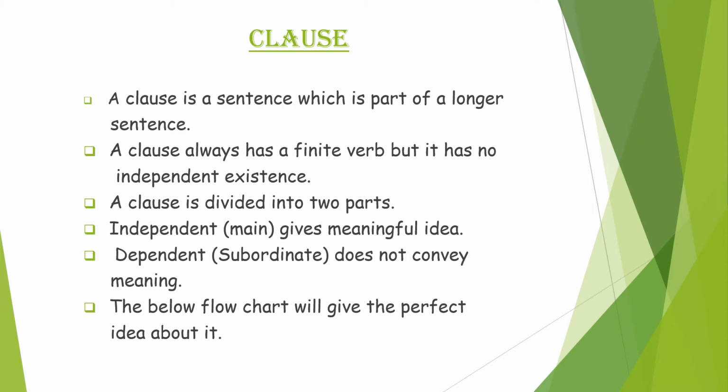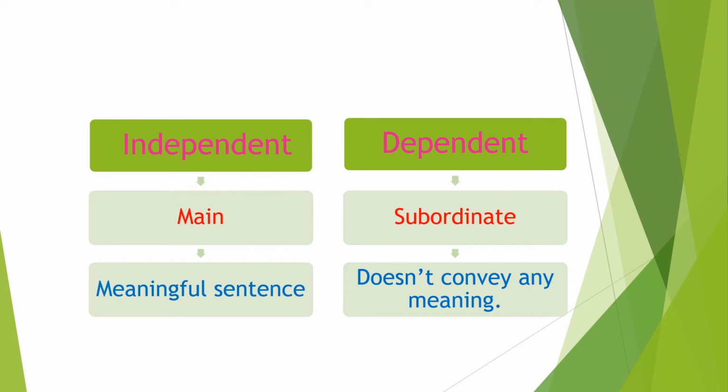I have prepared a flow chart for you. Here you can see clause divided into two parts, independent and dependent. Independent is also known as main clause and dependent as subordinate clause. Main clause always gives you a meaningful sentence. At the same time, the subordinate clause does not convey complete meaning, and it needs the help of the independent clause.